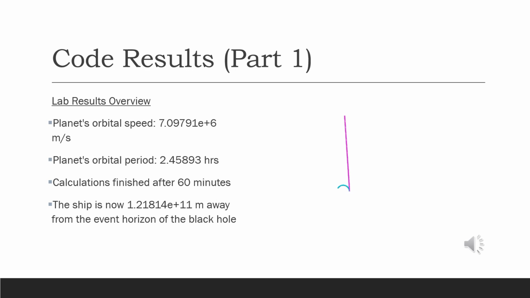With the net force, we're then able to use the velocity update and position update formula on both the planet and the ship to tell us if we're able to escape the trajectory of the black hole, which we did.